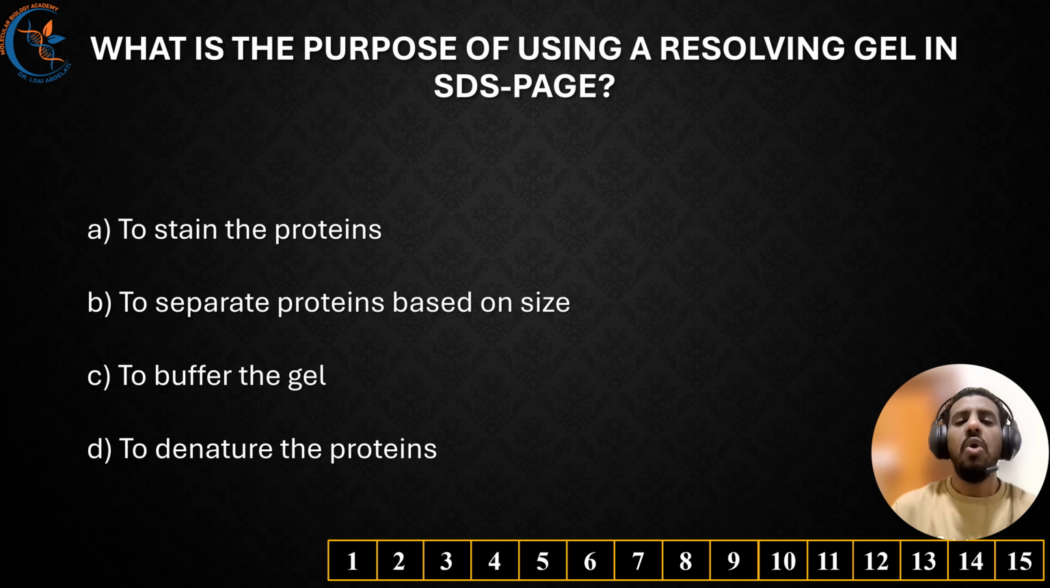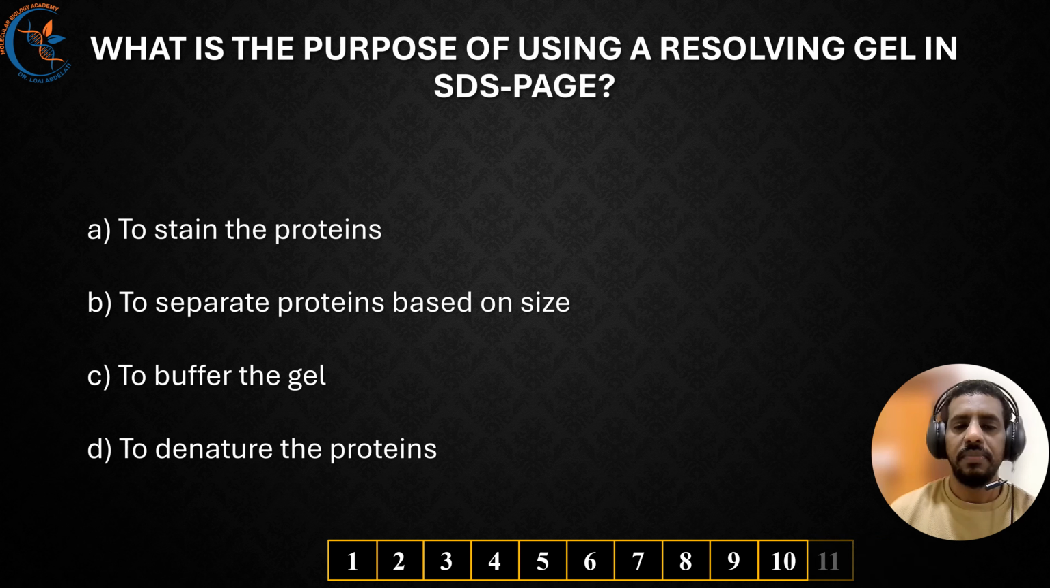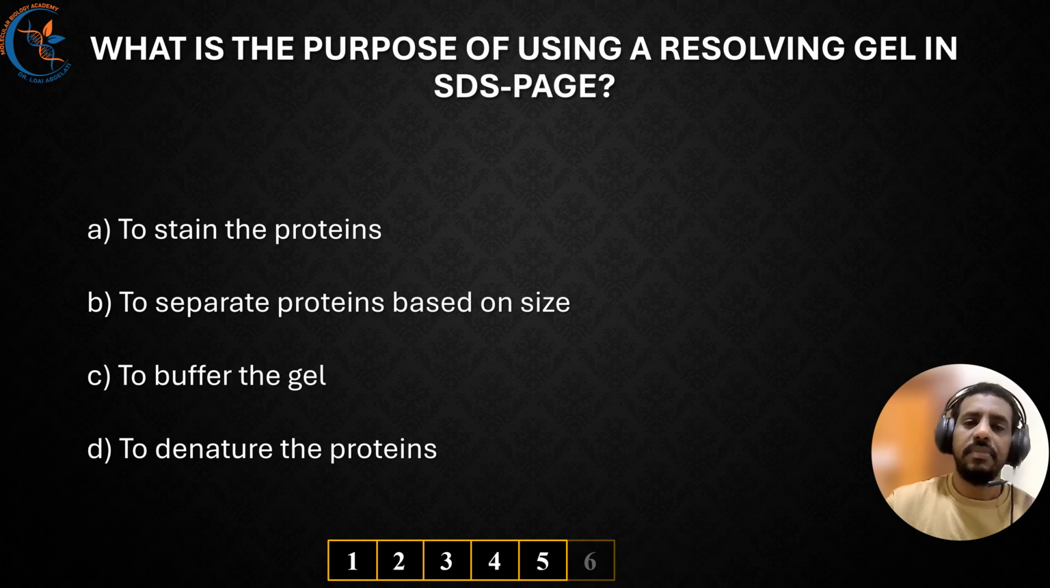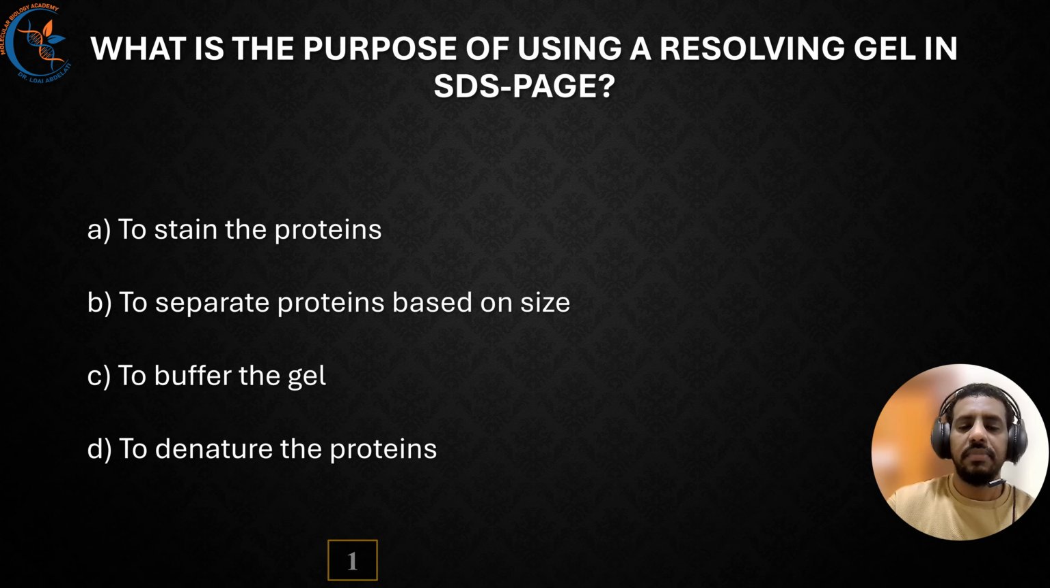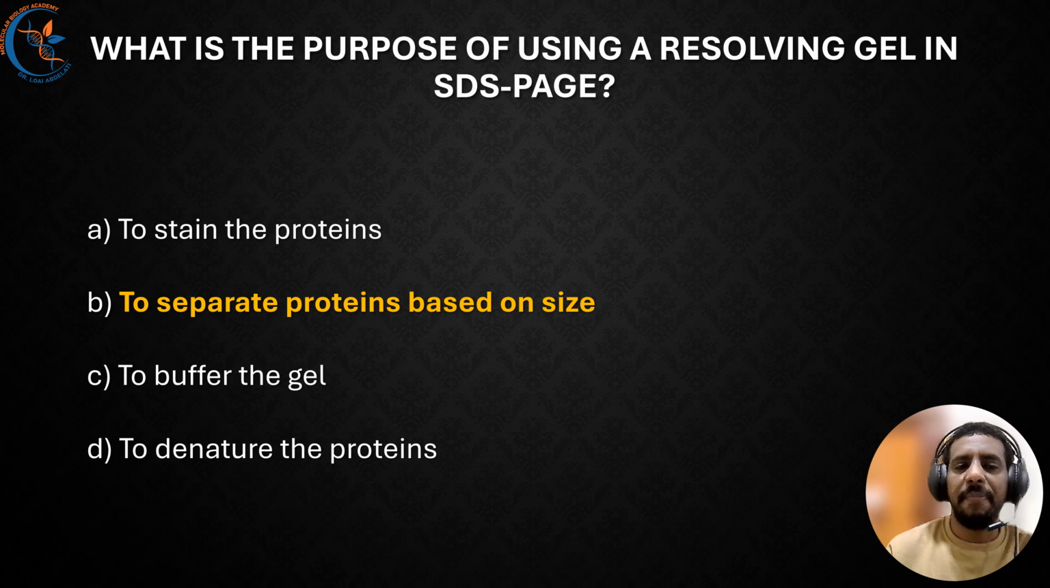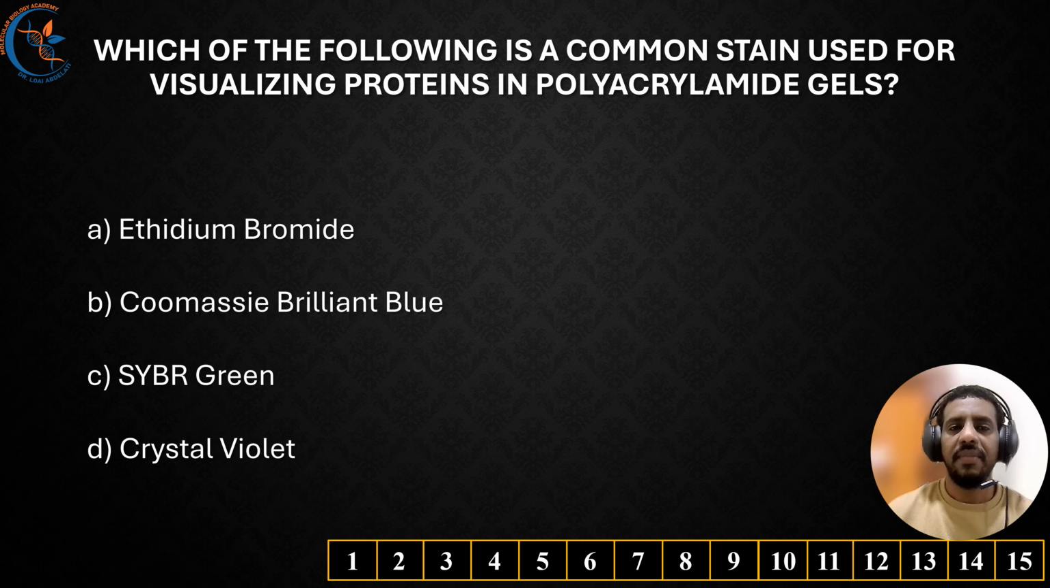All right, the question here. What is the purpose of using resolving gel in SDS-PAGE? The correct answer is to separate proteins based on the size. As we know, the resolving gel has a higher acrylamide concentration, which allows it to separate proteins based on their size.